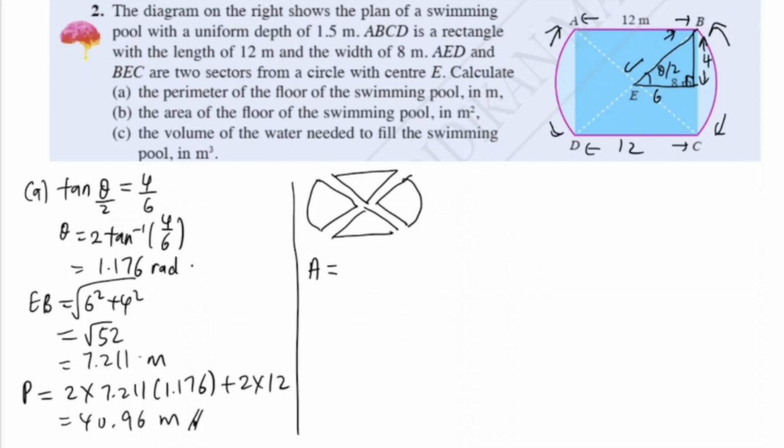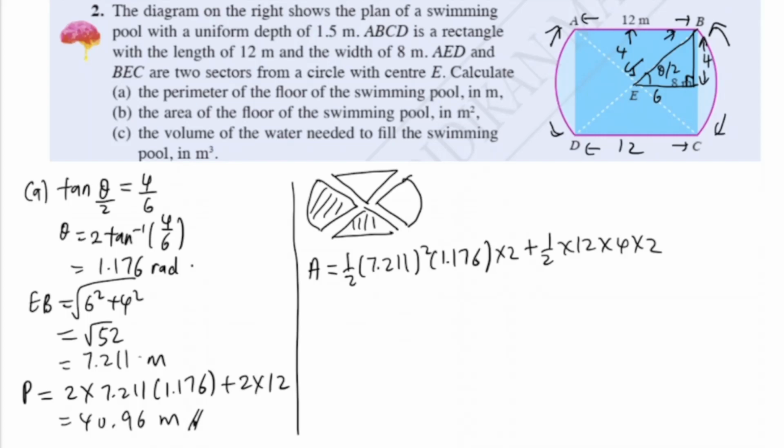We'll do it this way. So the area of sector is half r square theta. My radius is 7.211 square. My theta is 1.176. That is to find one sector, but I need to times 2 because I have 2 of them. Then I add the triangle. Now this triangle, you can see the height here is actually 4. So we can just use half times 12 times 4, half times base times height, times 2 to get this triangle. And then use your calculator, add them up.